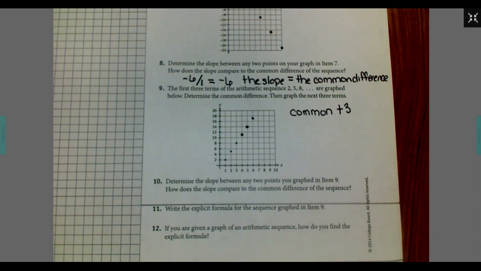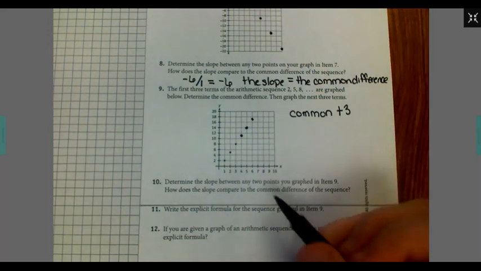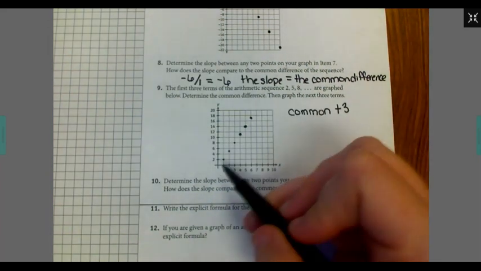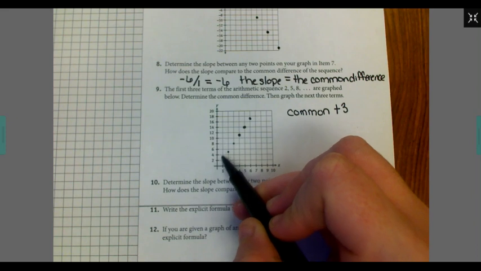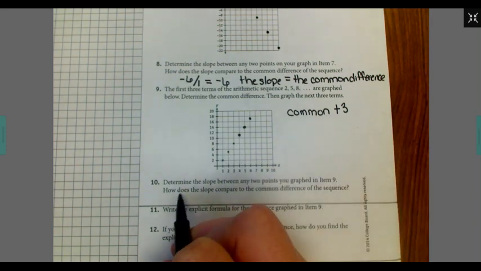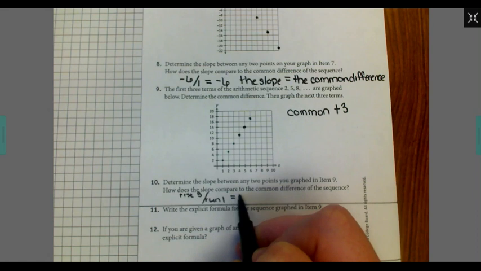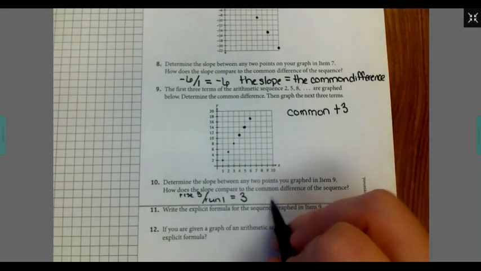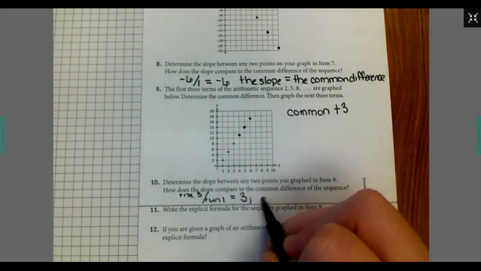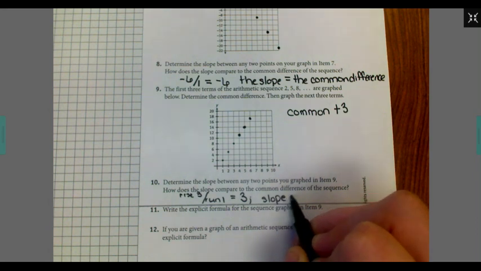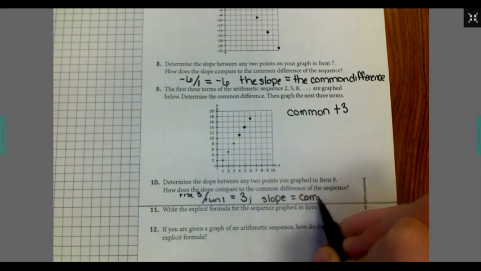Determine the slope between any 2 points on the graph in item 9. And how does the slope compare to the common difference of our sequence? All right, well, it looks to me like our slope between our points is up 3 over 1. Rise 3, run 1. So that is a slope of 3. And I will notice that my slope equals my common difference.